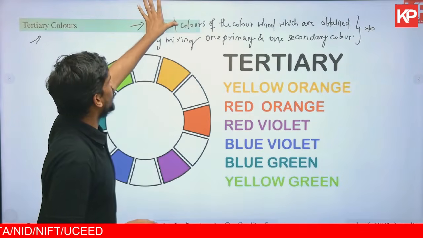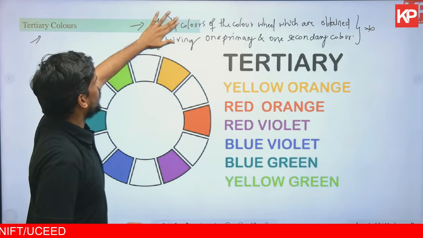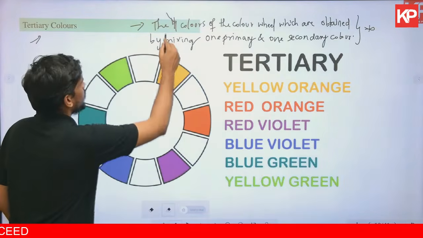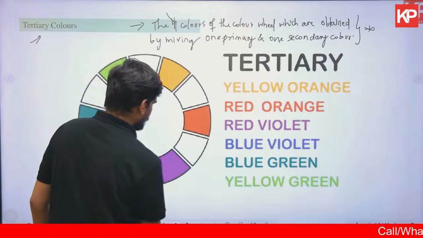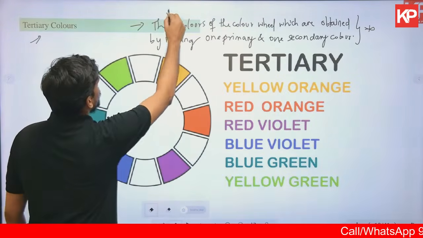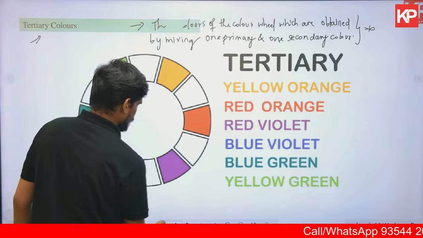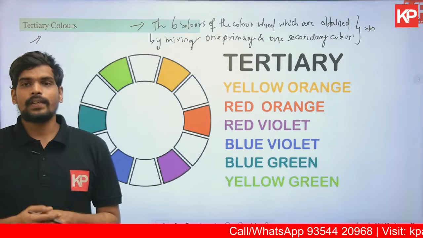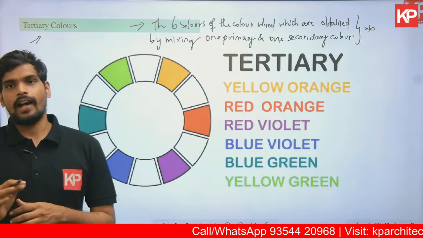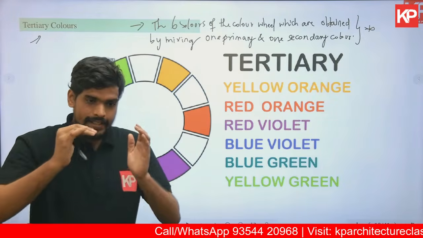The 6 colors of the color wheel, not 9. So there are 6. The 6 colors of the color wheel which are obtained by mixing one primary and one secondary are called tertiary colors. So the number is 3, 3, 6.